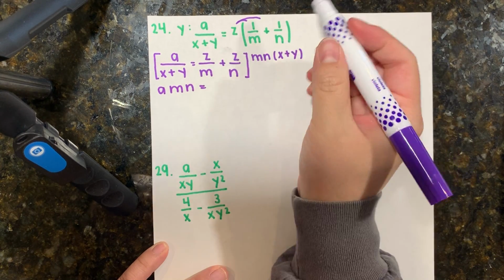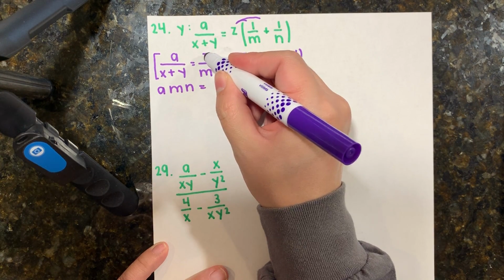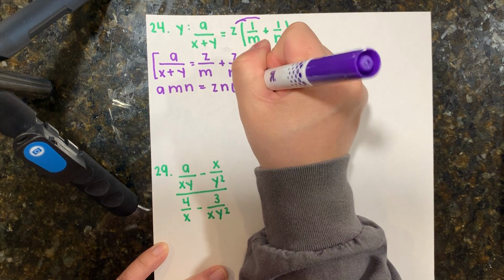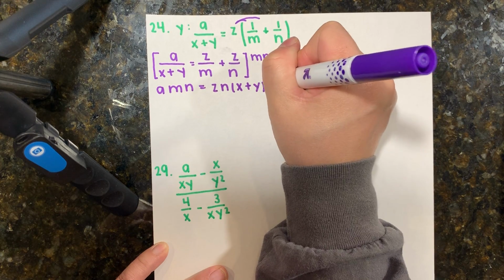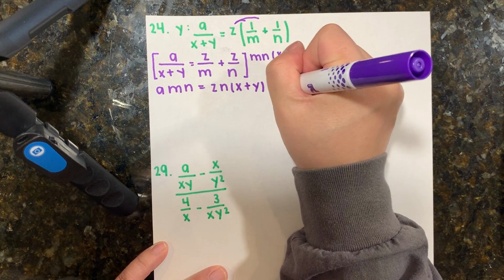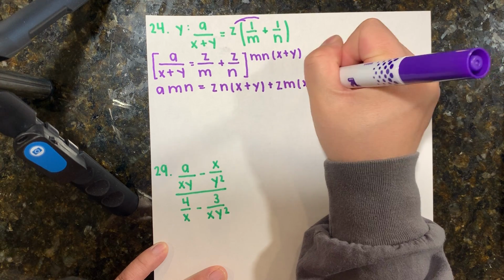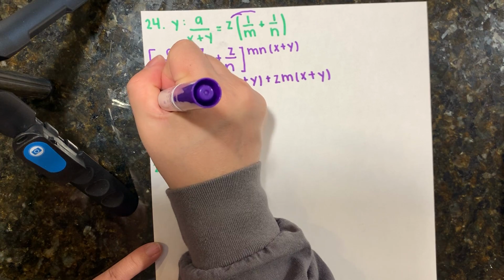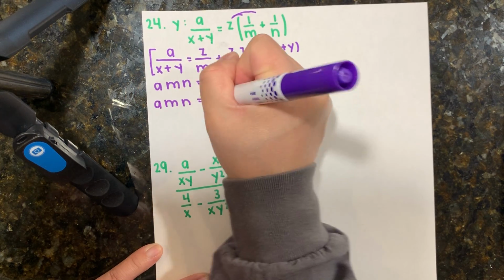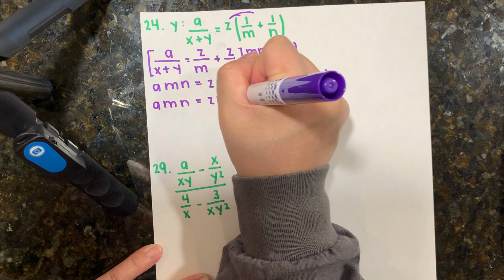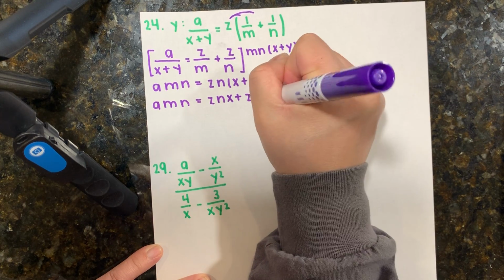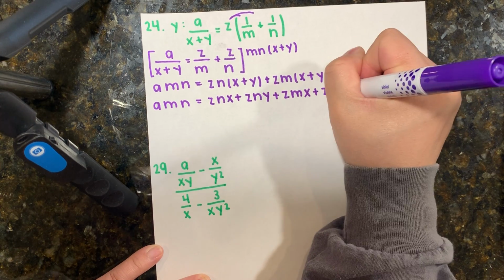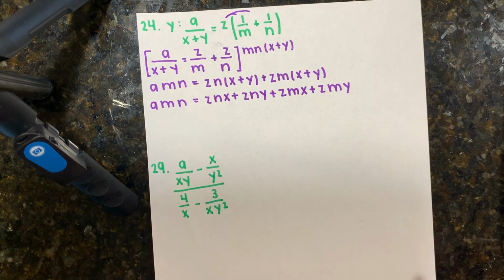On the right-hand side, though, the m would cancel, and I'd have to multiply z times n and x plus y. Same with the second one, I'd have to multiply z by m and x plus y. Now I'm going to distribute that. So on the left-hand side, I have amn equals z n x plus z n y plus z m x plus z m y. So we're solving for y.